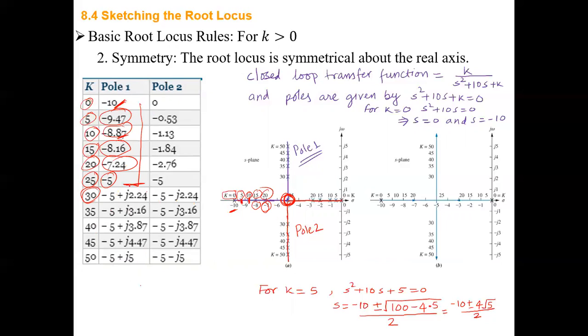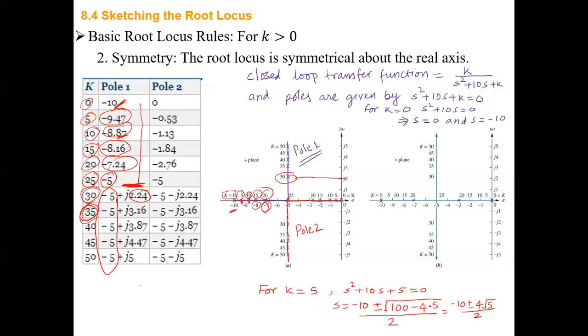Now after this point, it started becoming complex. Not only do you have x, but also you have y. But the thing is, your x is always the same. Look at that. X is negative 5 all the time. Then how about the y? Only the y changes, 2.24. Your x does not change. For 30, 2.24, somewhere here. See, this is 2. This is my 30.